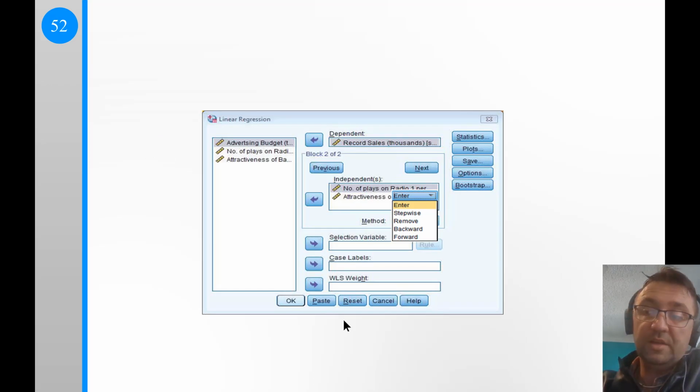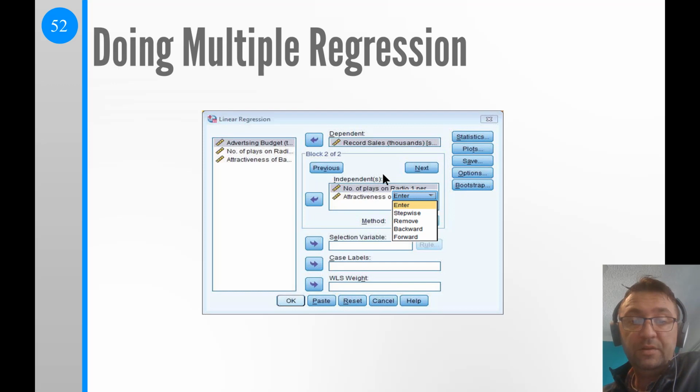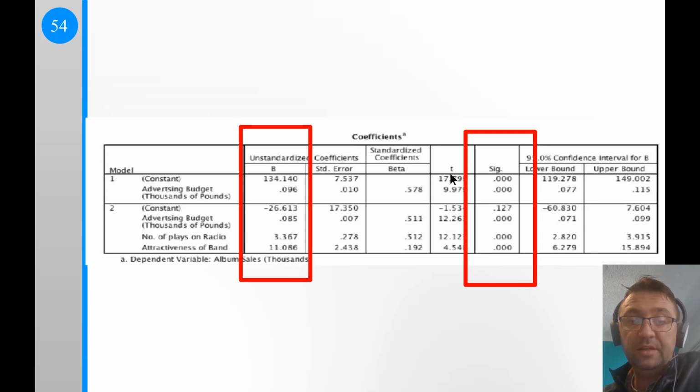Okay, so let's run our model. So in linear regression, we have the dependent variable the same. We put in number of plays, and then we hit the next button basically, and then we can add in various variables. So here we go. This is the output of the model, and I'm just highlighting here what you should look at.